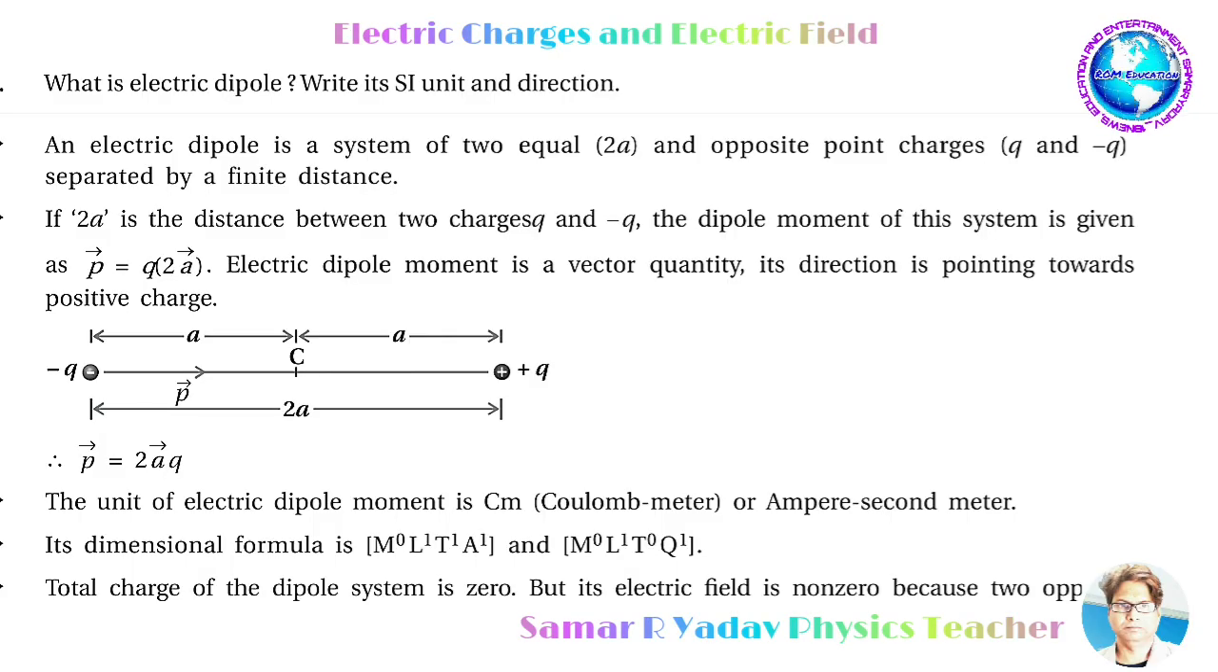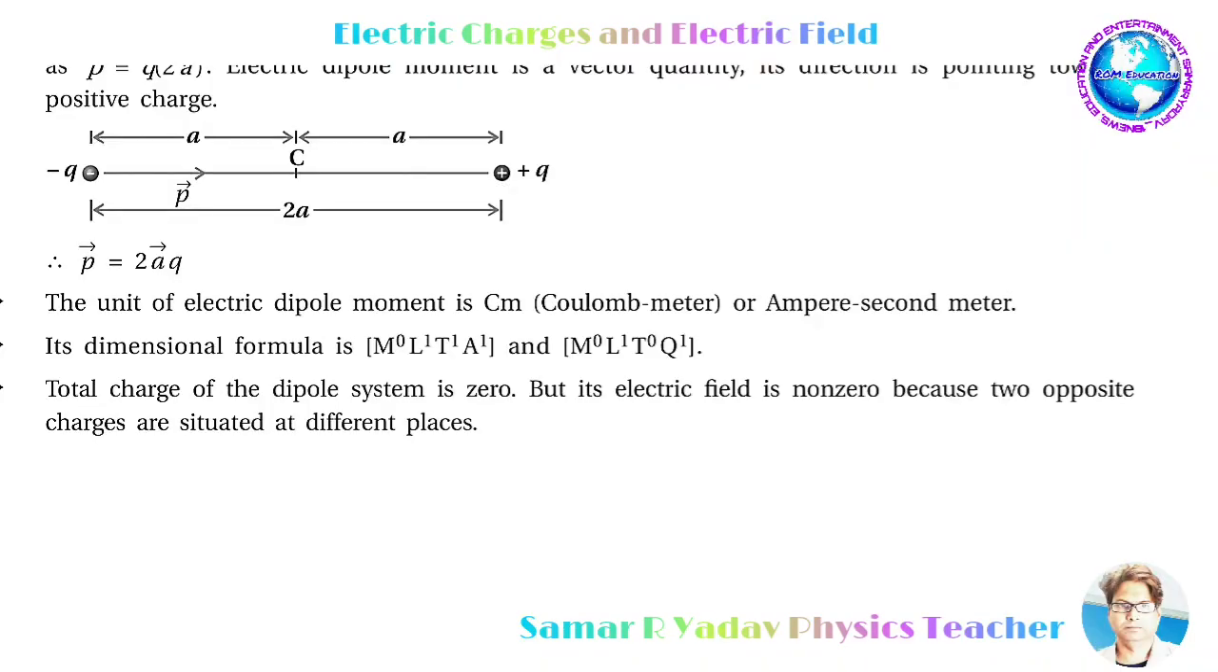The unit of the electric dipole moment is coulomb meter, or ampere second meter. Its dimension formula is M^0 L^1 T^1 A^1, or M^0 L^1 T^0 Q^1. Total charge of the dipole system is 0, but its electric field is non-zero because two opposite charges are situated at different places.